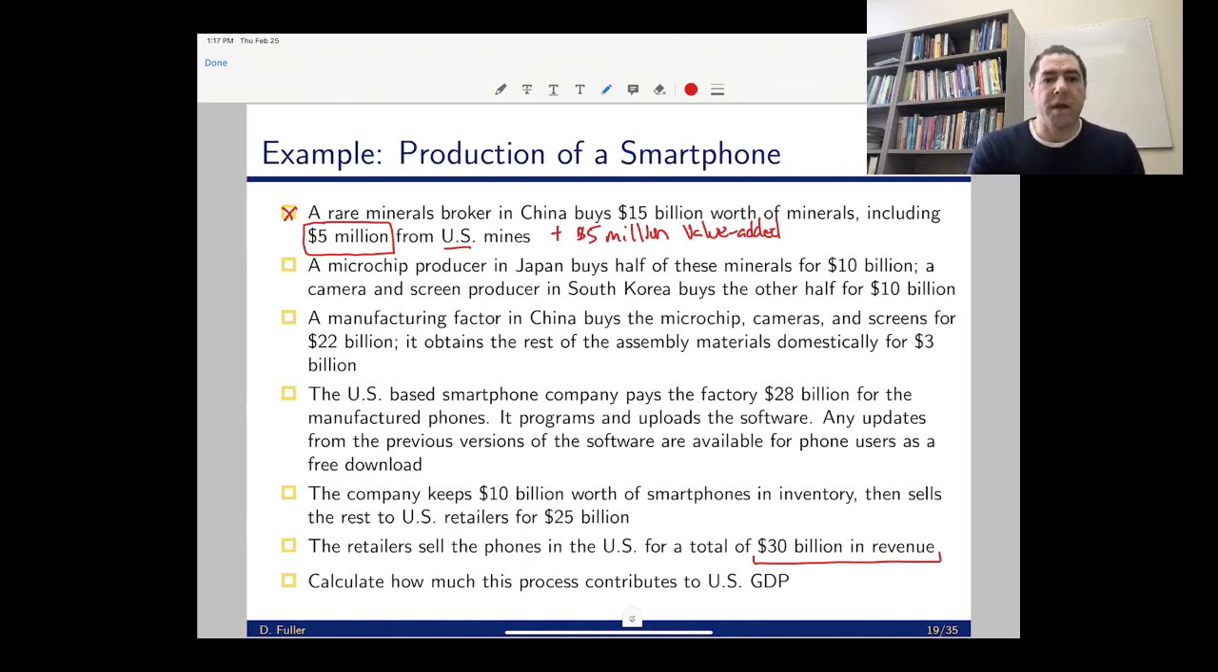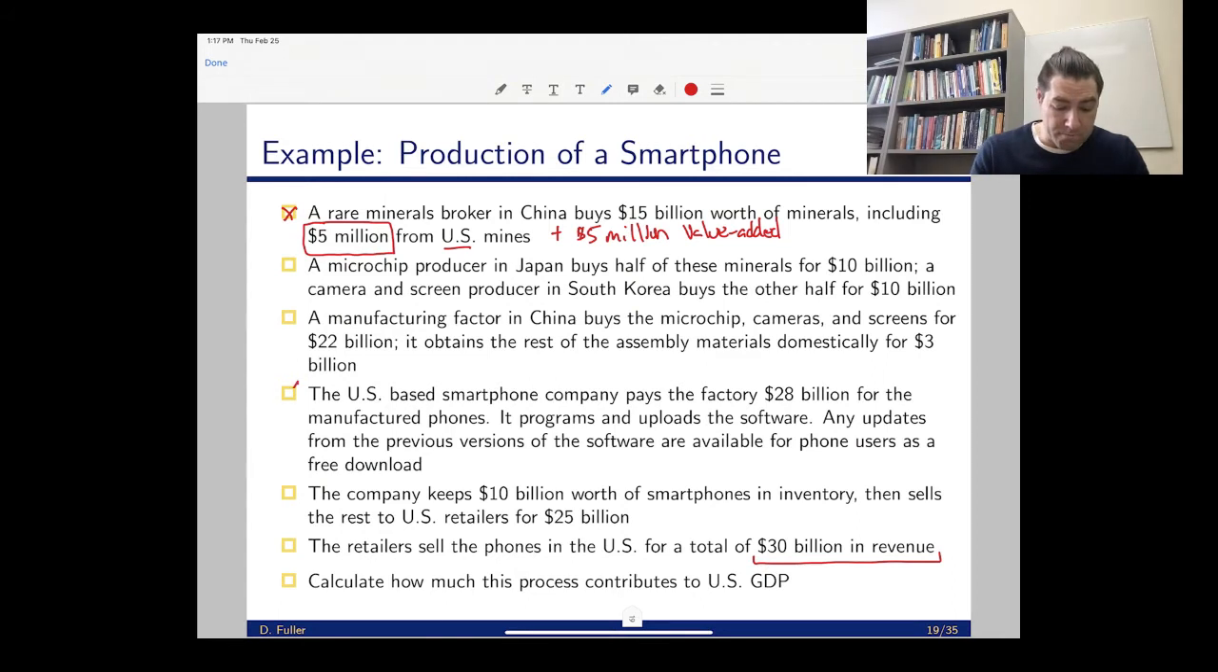Manufacturing factory in China takes the microchips, cameras, and screens for $22 billion, buys those, and it buys a bunch of other materials for $3 billion. Okay, so this is all just information at this point, right? When I look at the countries, none of that is production that took place in the U.S. I've already accounted for that with the $5 million.